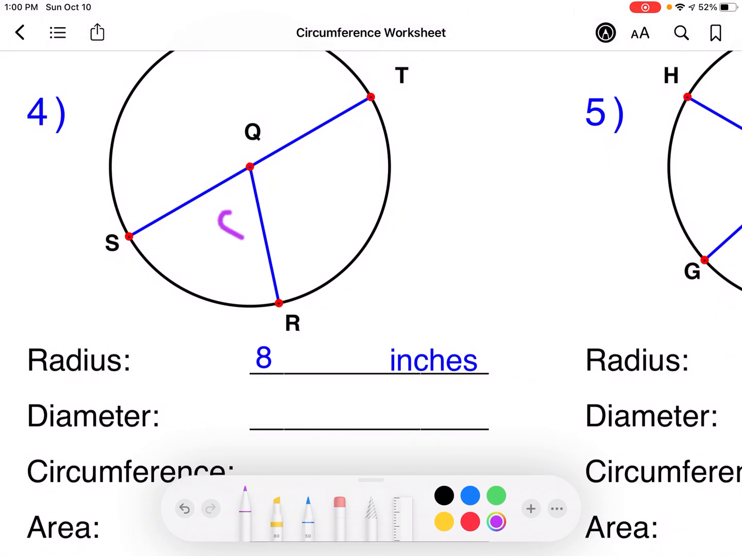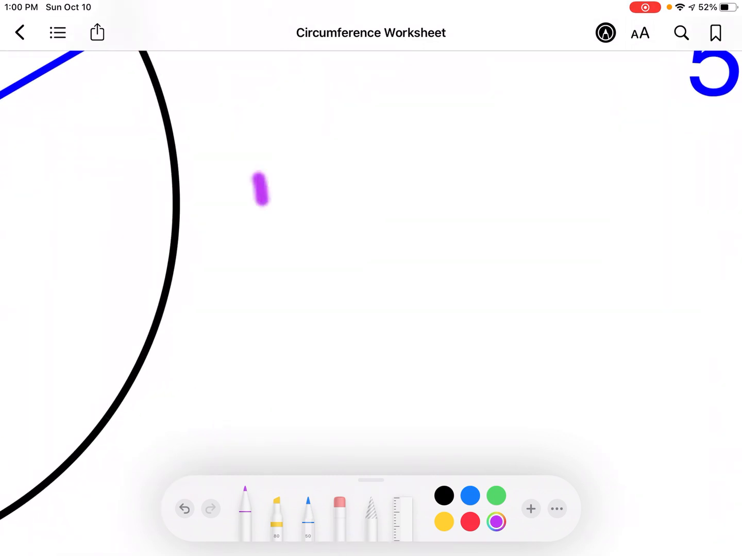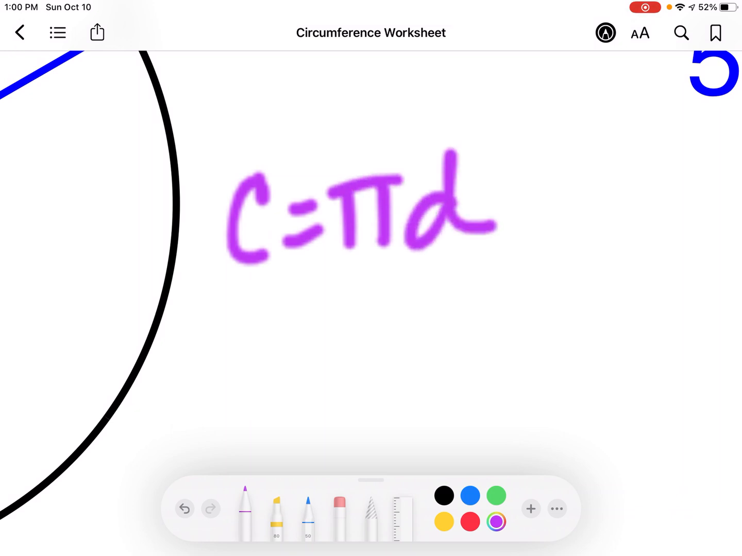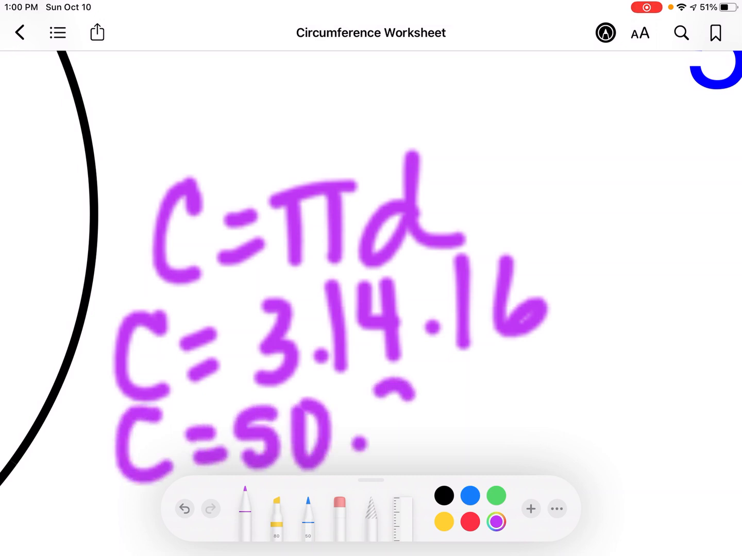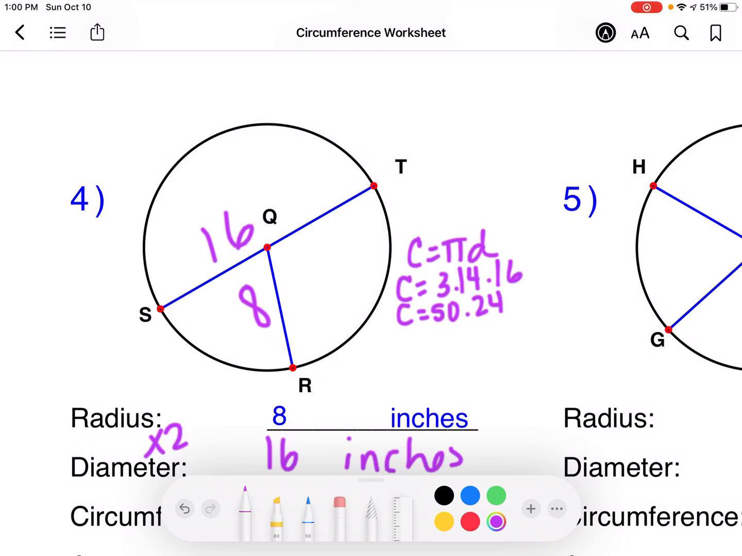Alright, the next one is 8 for the radius. So we want to find the diameter. So I'm going to multiply by 2 and I get 16. And it's in inches. Then I'm going to use my circumference formula, c equals pi d. It doesn't matter which formula I use. Both will work out the same because the relationship between pi and circumference is proportional. So 3.14 times 16, I get the circumference is 50.24, and it's going to be inches again.